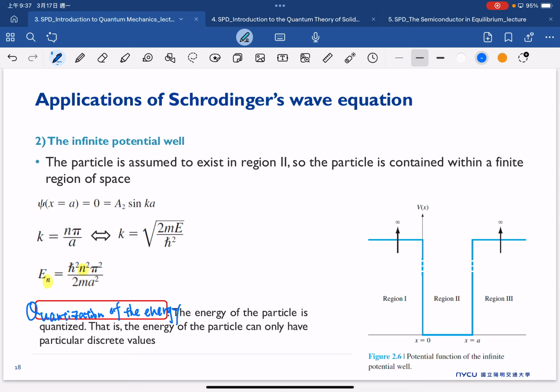This quantization of energy is pretty important. In the end, we can find out that the energy is a discrete number. For example, if we put n equal to 1, then we have one energy level called E1, which is equal to this. So that is our one energy level. And we can also put in 2 here, so that means we have another discrete energy level.